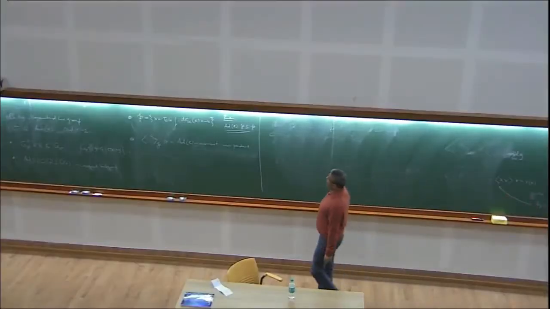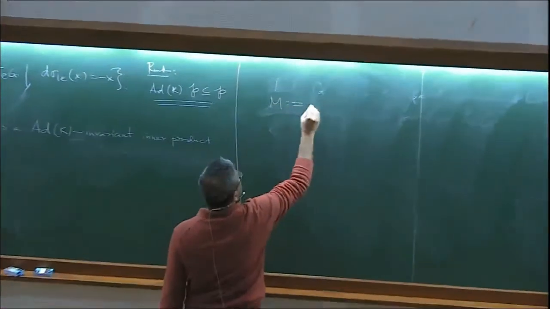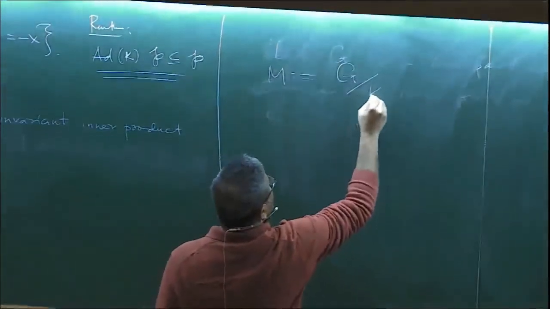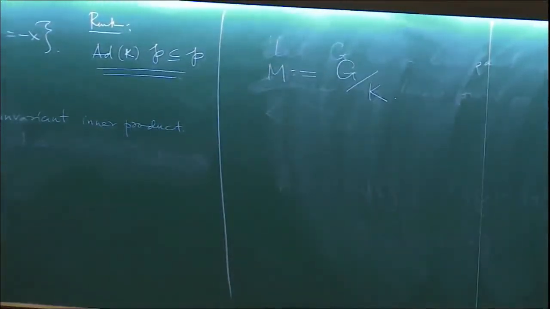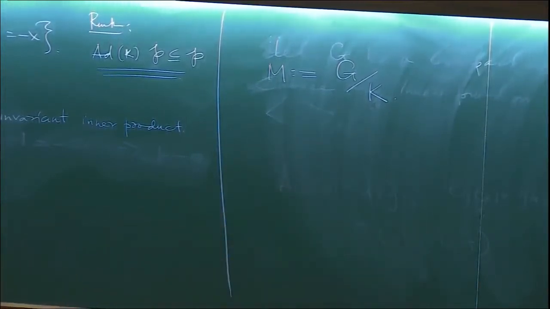So the manifold that I'm going to take is going to be the space of left cosets of G mod K. So we know that K is a closed subgroup. In fact, any subgroup in between will be closed because G^sigma by G^sigma_0 is discrete.